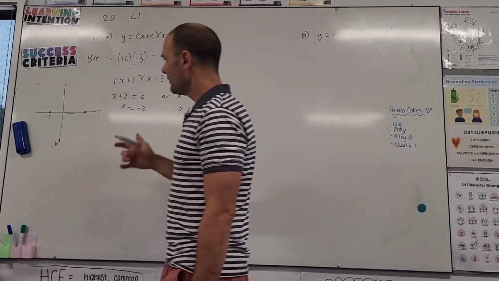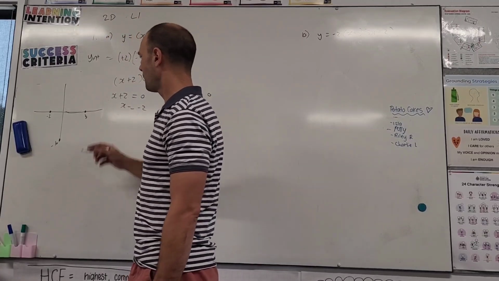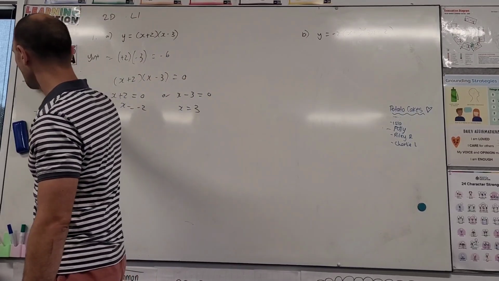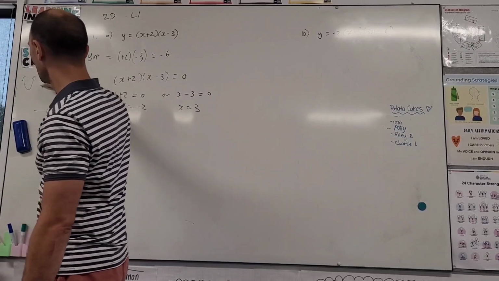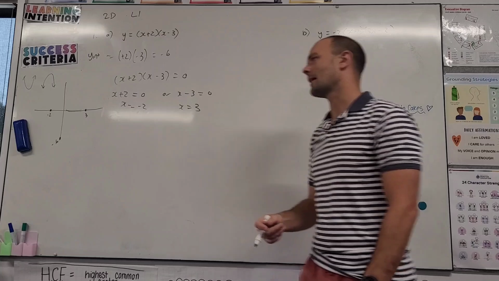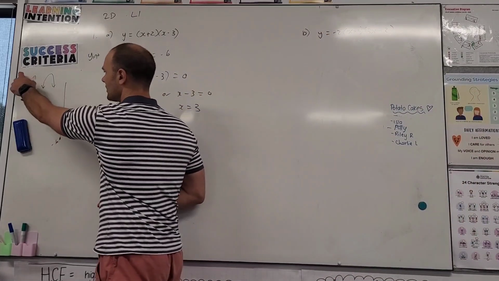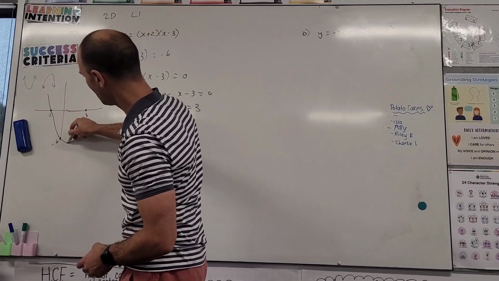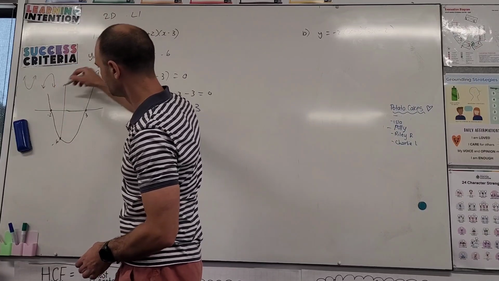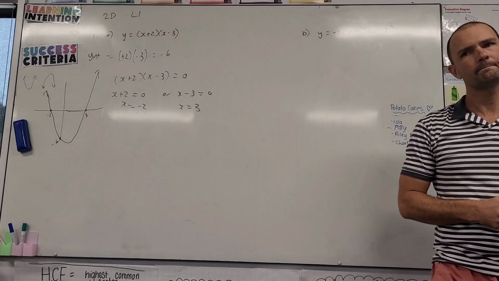Now, the minimum or the maximum point, what we call the vertex, all quadratics are either going to do this or do this. They're what we call a parabola. They follow that kind of shape. So we can see this one has to go like this because it's passing through this point and this point. Alright, so it's going to look like that.